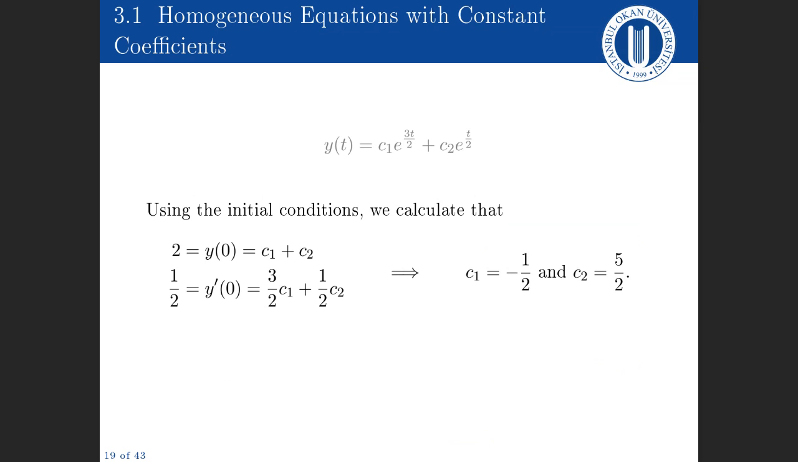First of all, replace t by 0. We find that 2 is equal to c1 plus c2. Differentiate y and then replace t by 0. We find that 1/2 must be 3 over 2 c1 plus 1/2 c2. This is a linear system of two equations and two variables. You know how to solve this from linear algebra. I'll leave it for you to check that the solutions are minus 1/2 and 5 over 2.